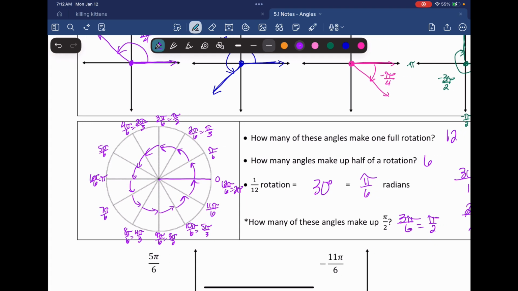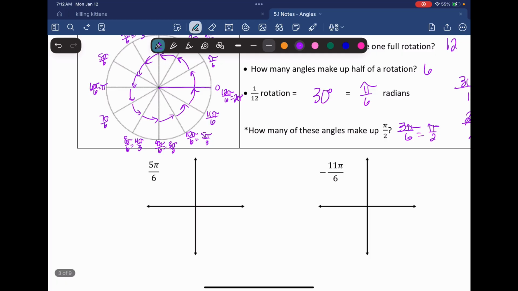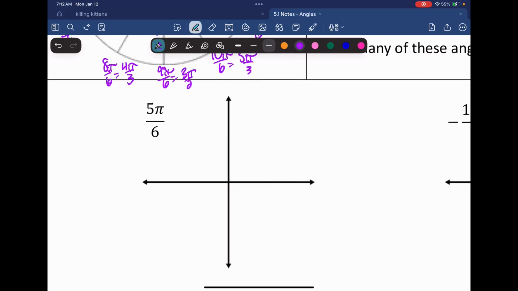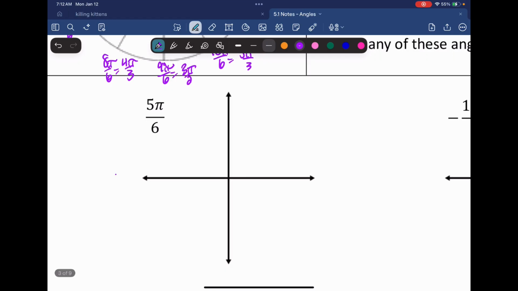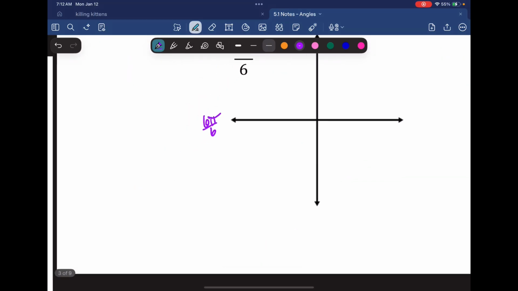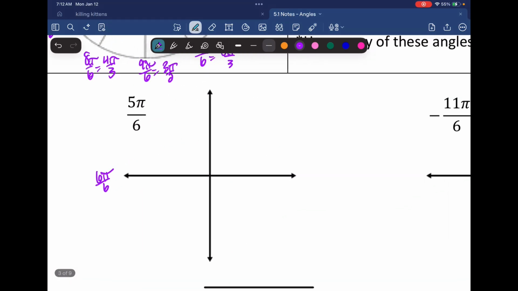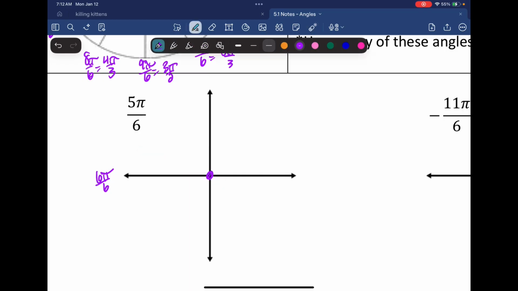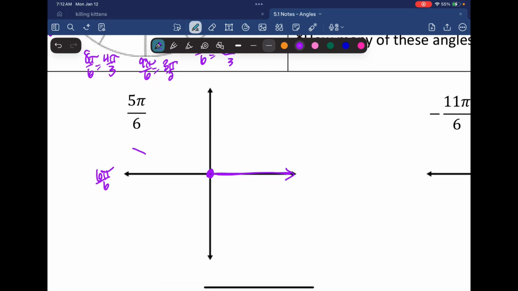All right, so if I want to graph 5 pi over 6, I will compare it to where pi is. Pi is 6 pi over 6. This is 1 less than that. So that means I'm falling somewhere here. And because it's so close to 6, I know I'm going to be pretty close.